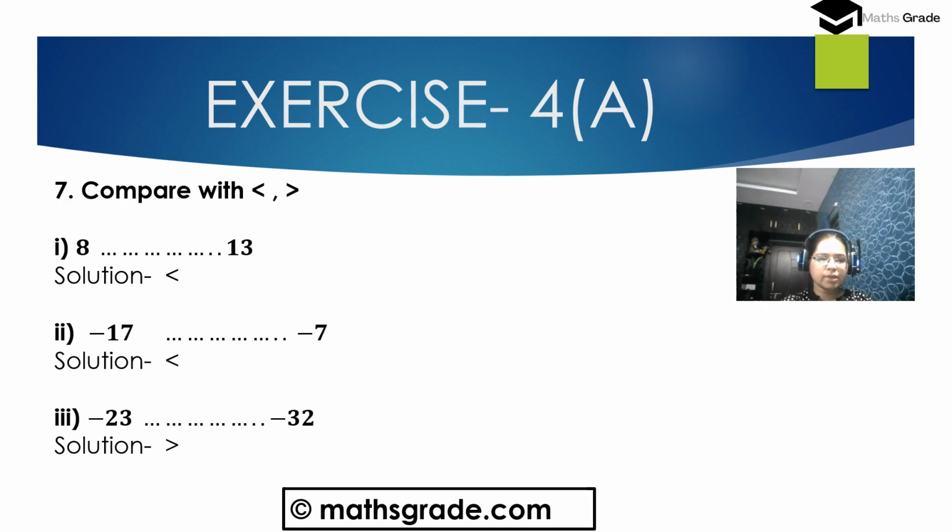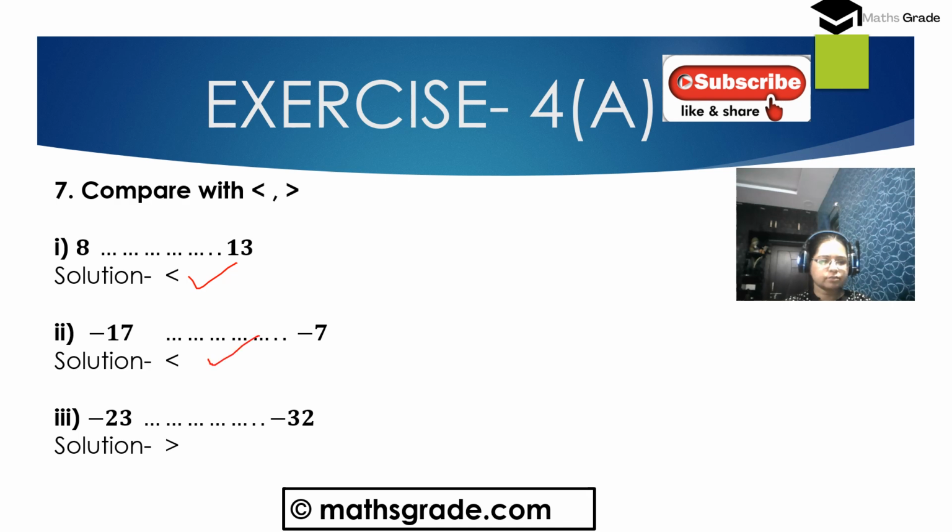Now we solve question number 7. Question number 7 is compare with less than and greater than signs. First part is 8 and 13. We know 8 is smaller than 13, so 8 is less than 13. Second part, -17 and -7. We know 17 is greater than 7, but if we place the minus sign, then -17 is less than -7. Third part, -23 and -32. We know 23 is less than 32, but if we place the minus sign, then -23 is greater than -32.